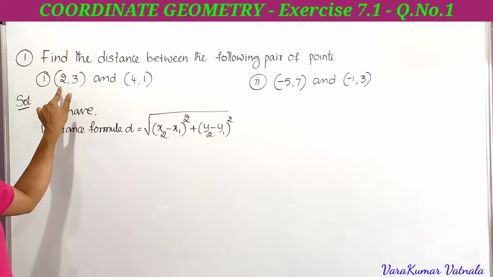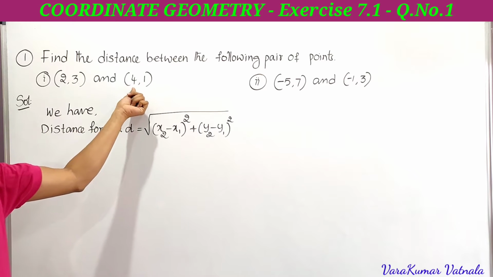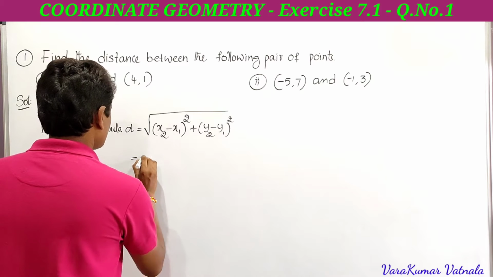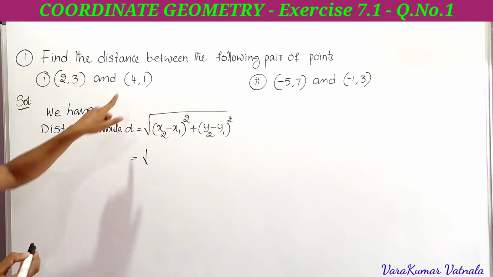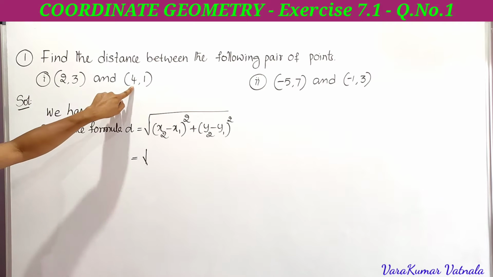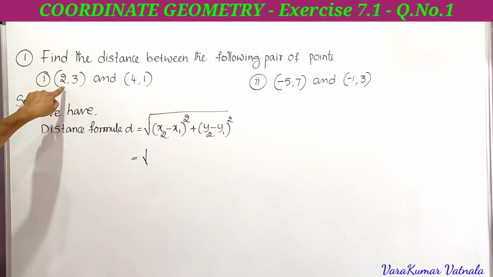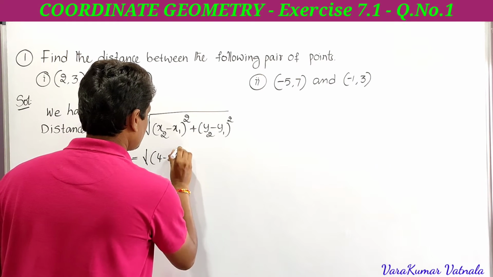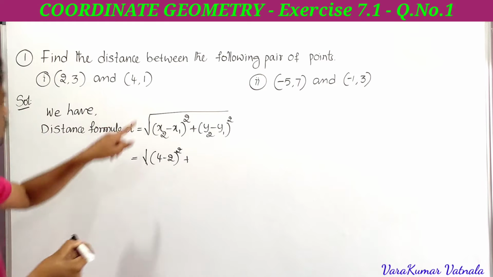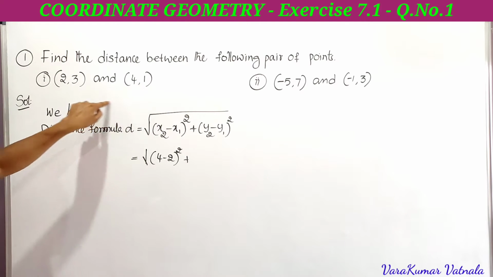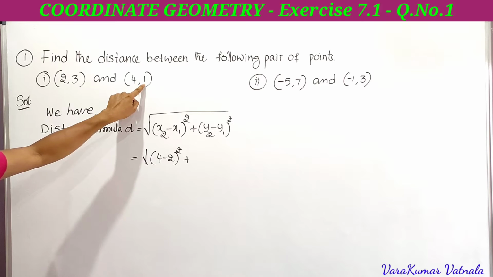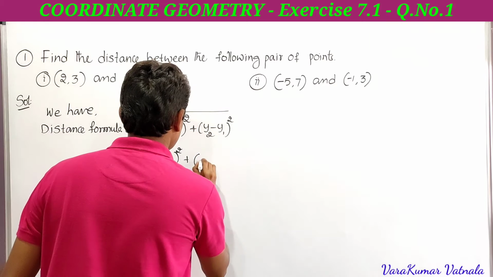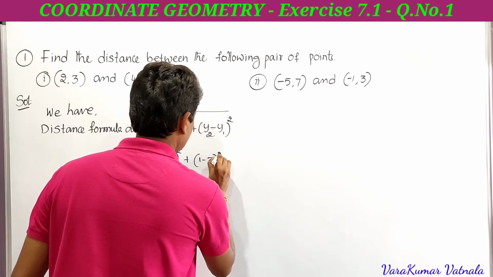Let the first point be x1, y1 and the second point be x2, y2. Simply substitute in the formula. x2 minus x1 whole square: x2 is 4, x1 is 2, so 4 minus 2 whole square, plus y2 minus y1 whole square: y2 is 1, y1 is 3, so 1 minus 3 whole square.